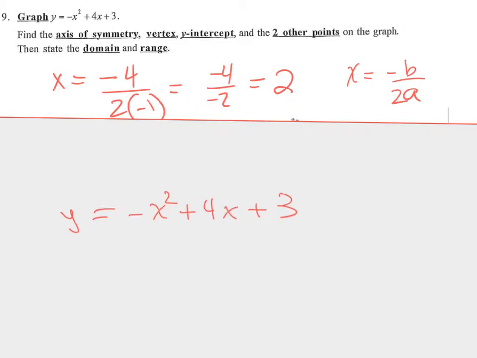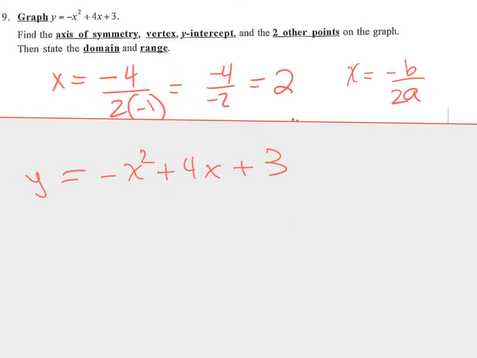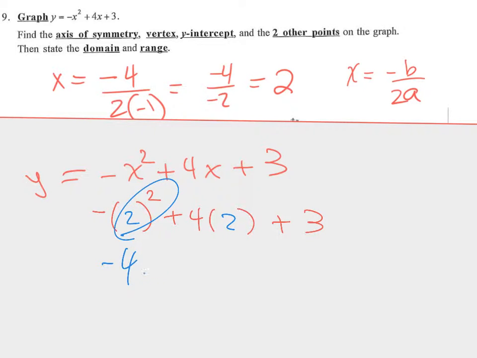Okay, let's see. The power is wrong. So, we know that the x value is +2, correct? So we're going to do -x squared plus 4 times x plus 3. So with this one, it's going to be -4 plus 8 and then plus 3. What's -4 plus 8 plus 3?